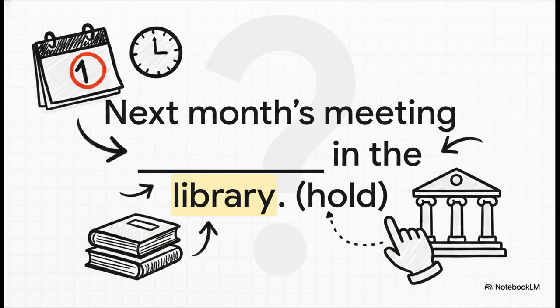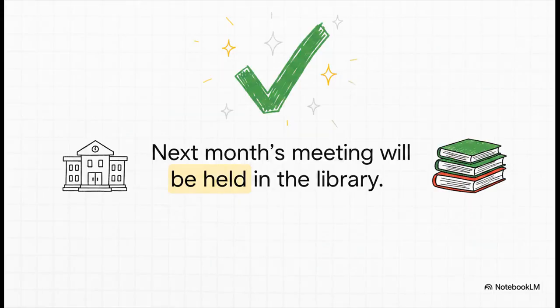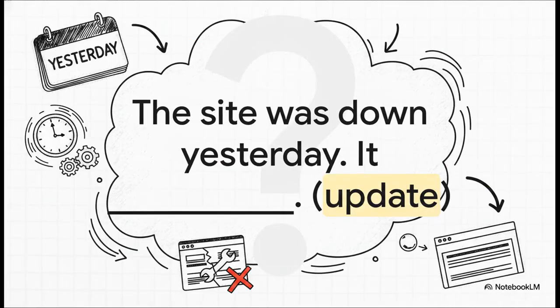Let's try another one. Okay, this one is talking about a future event. The meeting isn't doing anything. The action is being done to it. So how would you say this using the passive voice? Spot on! Next month's book club meeting will be held in the town library. See, you're definitely getting the hang of this. Okay, let's do one more. All right, last one.